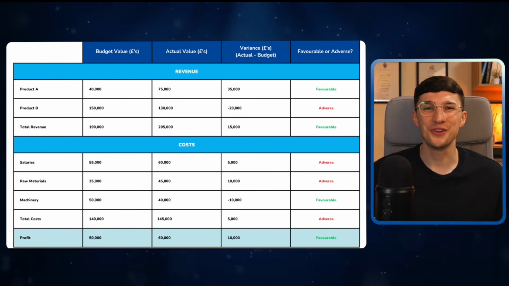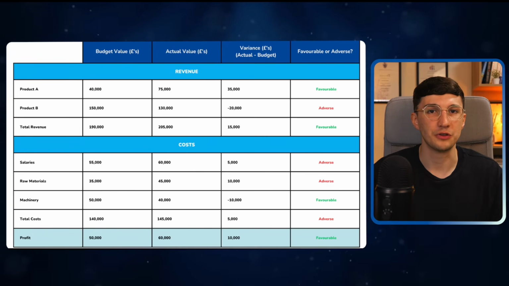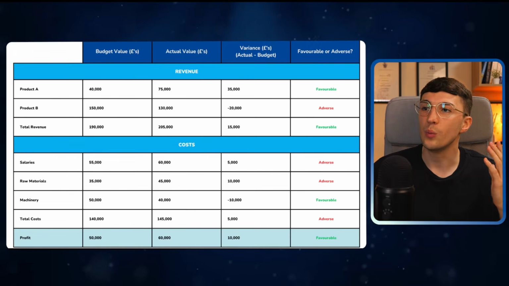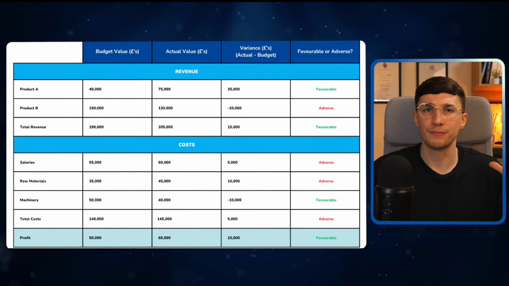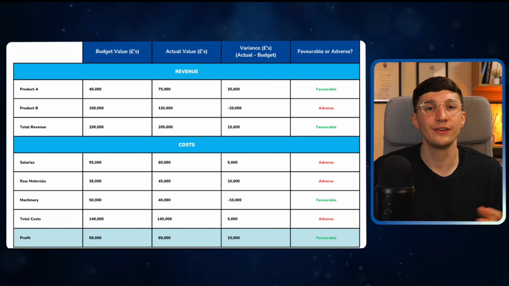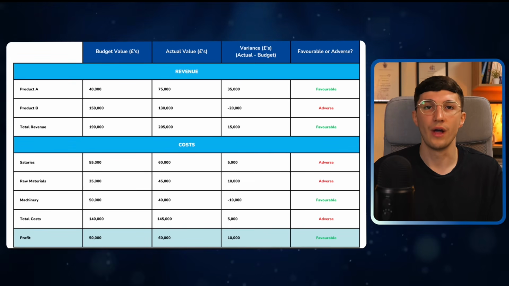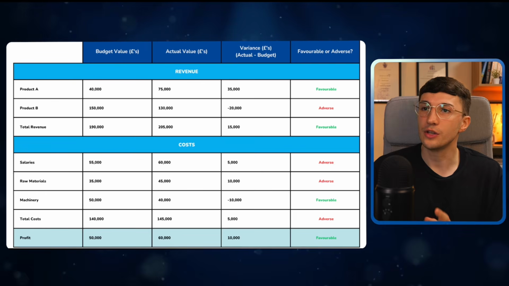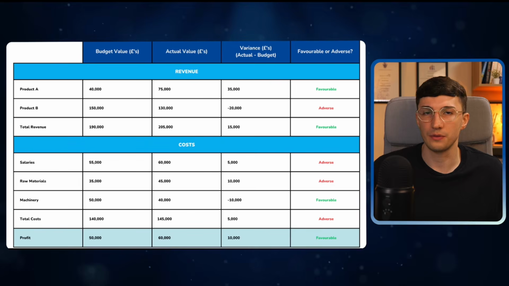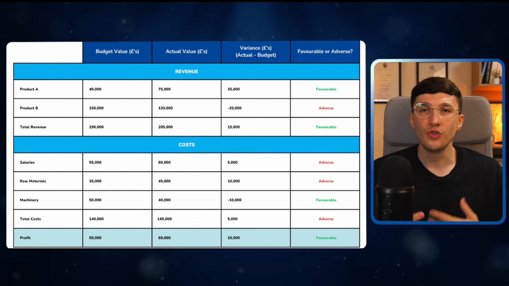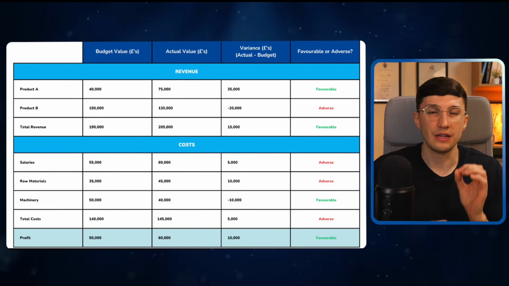Now, we are business students, we love a little bit of evaluation. Because let's say, for example, we look at the raw materials. So we've said it's an adverse situation, you spend £10,000 more on raw materials than you originally budgeted for. Is that bad though? Because if you look at total revenue, overall we made £15,000 more. So what you want to do is you really want to go into the values and actually evaluate them.